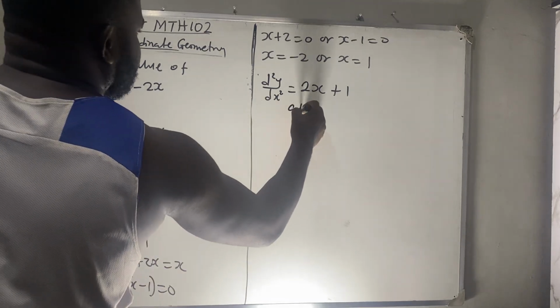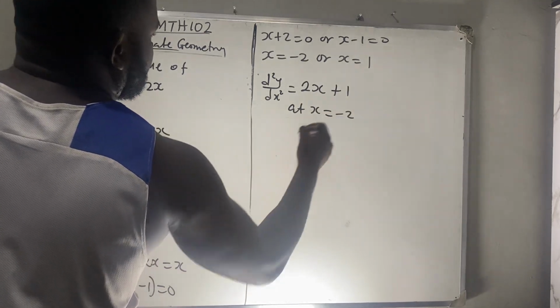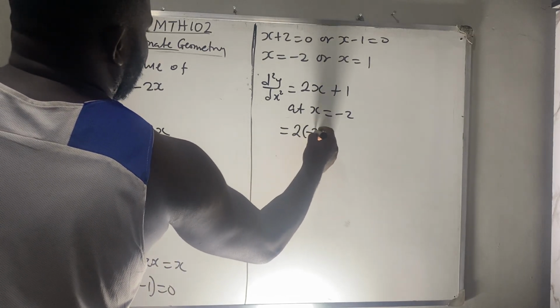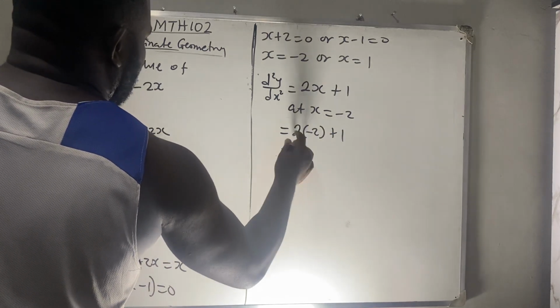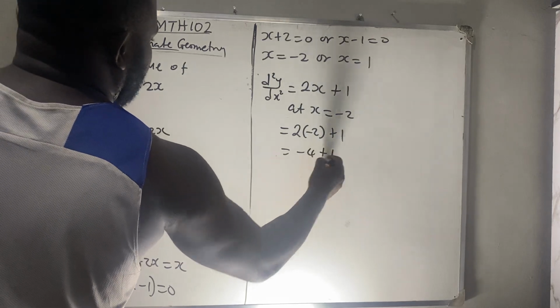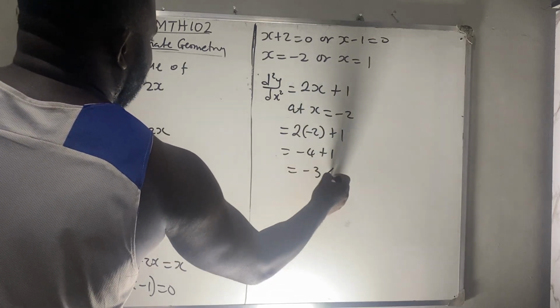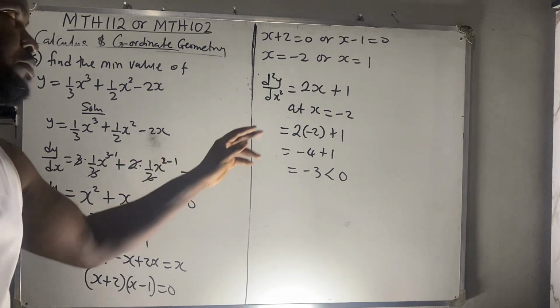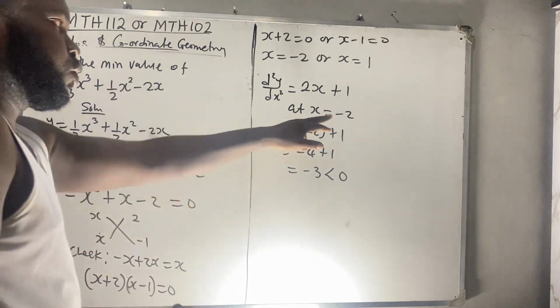Now, at x being equal to minus 2, anywhere we see x, we put minus 2. So this is equal to 2 into minus 2 plus 1, which is what? Minus 4 plus 1, which is minus 3. And minus 3 is less than 0. And I told you that less than 0 gives us a maximum point. So the maximum point is x being equal to minus 2.